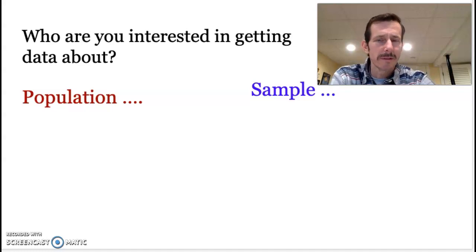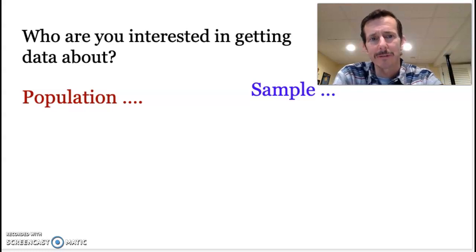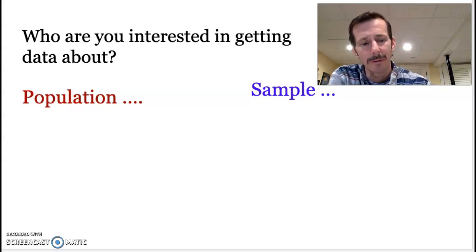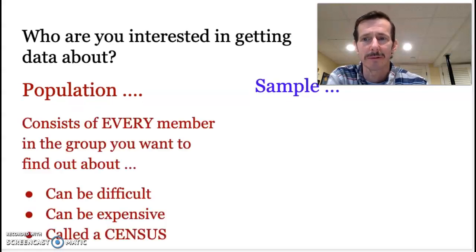When you are dealing with statistics, you typically are interested in getting data about individuals. Those individuals can be people, but they can also be items, like you might be interested in the weight of candy bars that are coming off of your assembly line. So you're not always interested in people, but whatever you're interested in, you're generally interested in a large population of individuals. And in statistics, we are going to try to answer questions about the population based on a sample. So being able to differentiate between a population and a sample is very important.